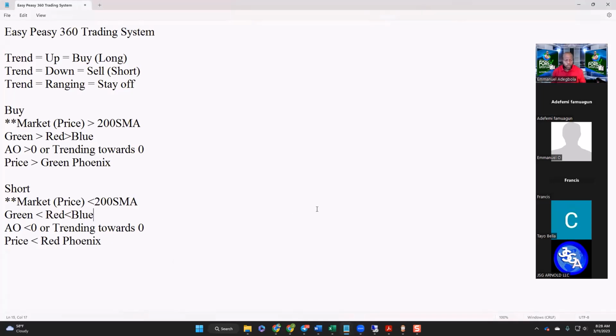Okay. So that's what I mean right there. So now, as I said, for buy, the price must be above the 200 simple moving average, and I put a double asterisk there, that if you know what you are doing, if you're a little bit advanced, there are times that you trade against the trend.